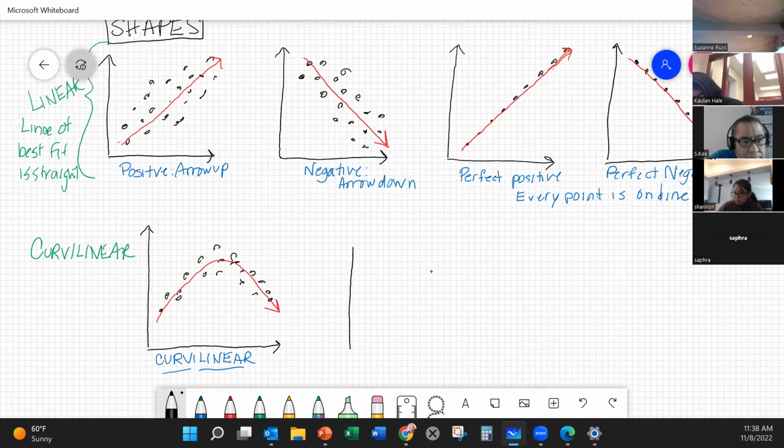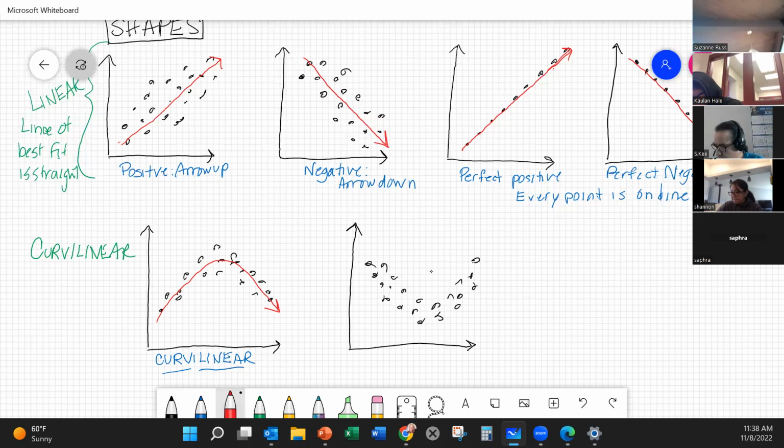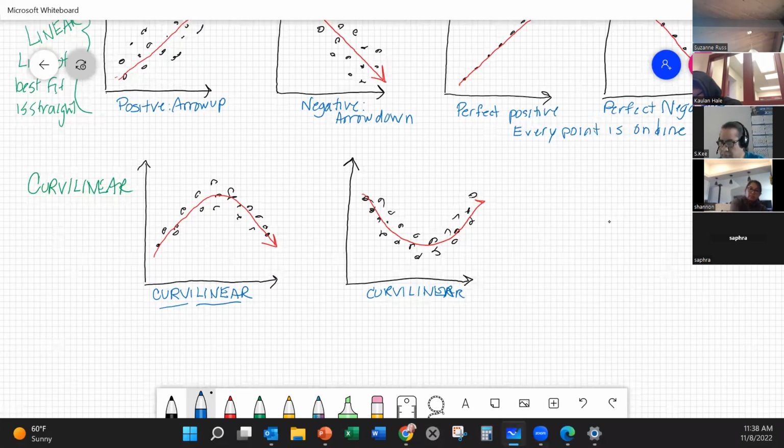It might also look like this. And once again, the line is curved. So also curvilinear. And what we're going to be working in this chapter, we won't be working with curvilinear relationships, but I want to give you an example of what relationships like this might be.